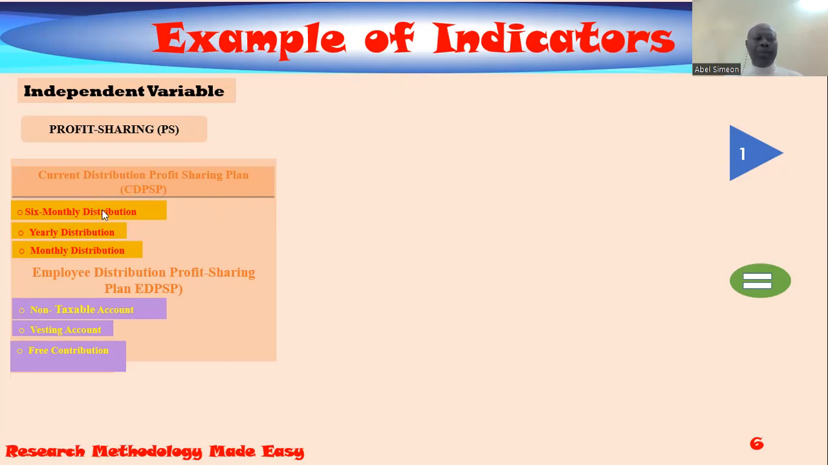Number 1, 6-monthly distribution, yearly distribution, monthly distribution. I didn't follow the sequence. It can be 6-monthly, it can be monthly, it can be yearly. Just these types of distribution are the indicators of the current distribution profit sharing plan, making it an item dimension.